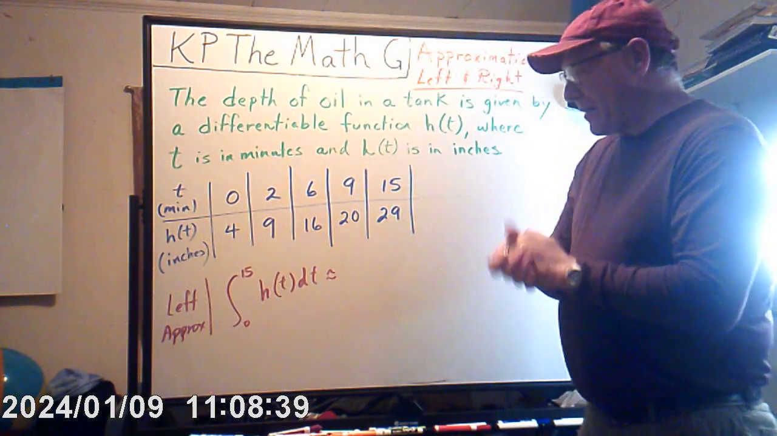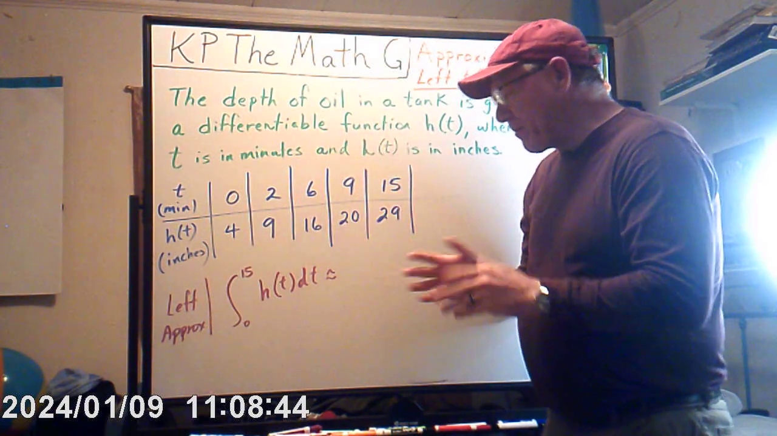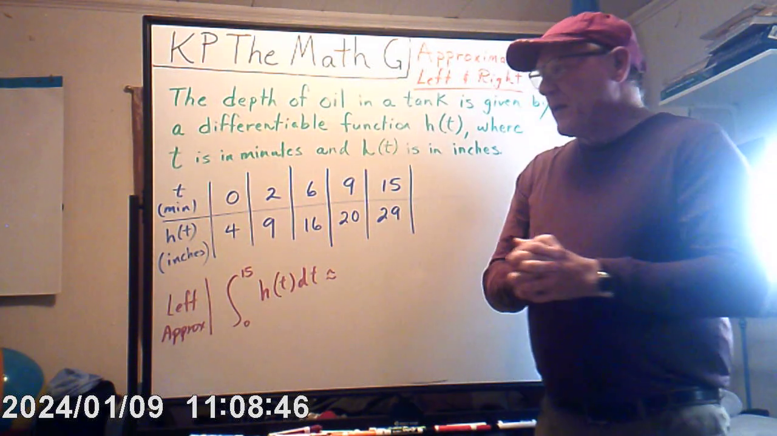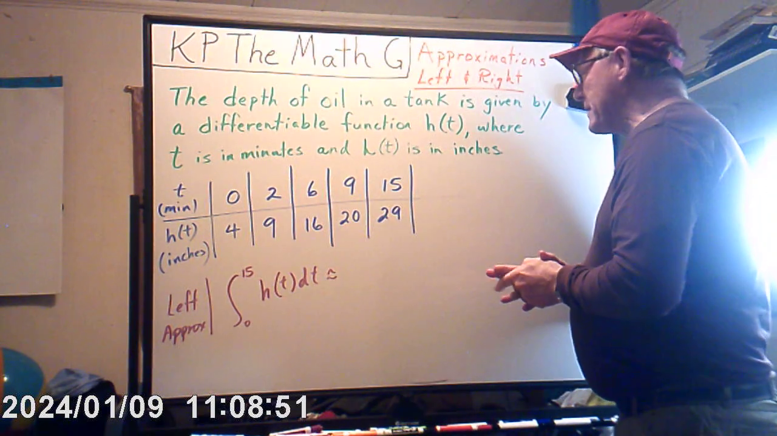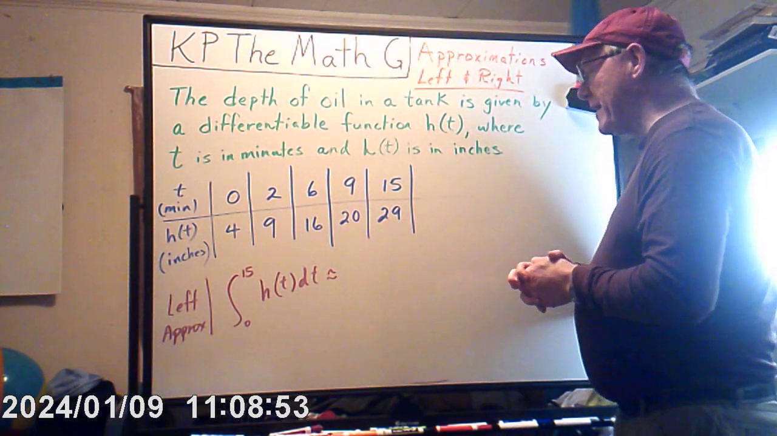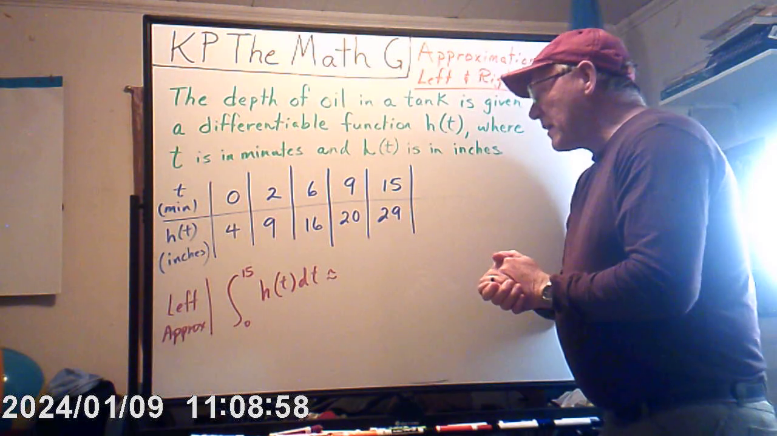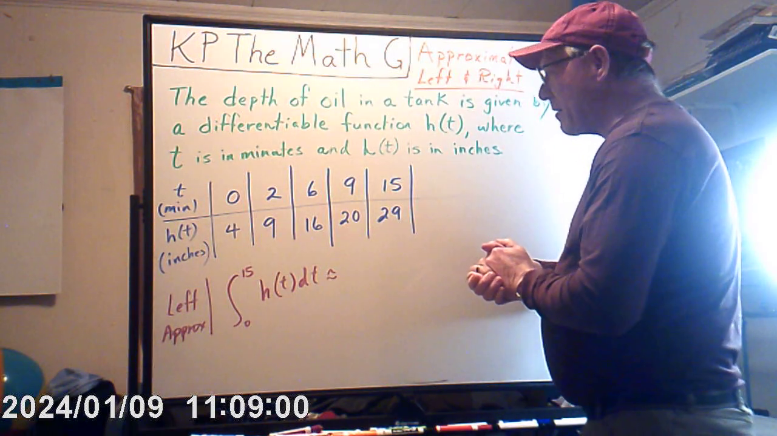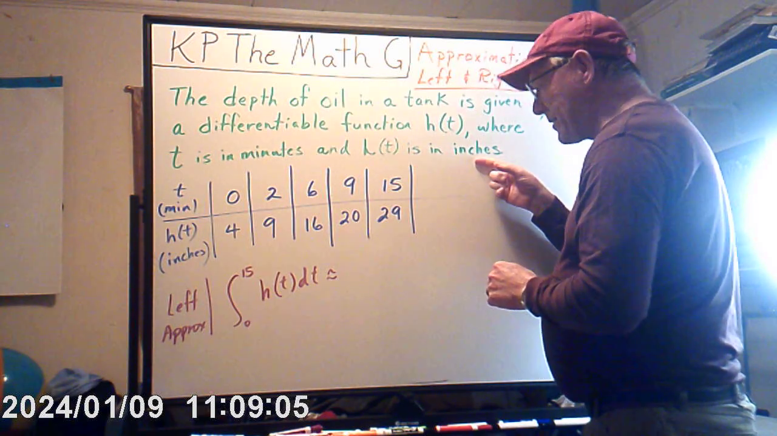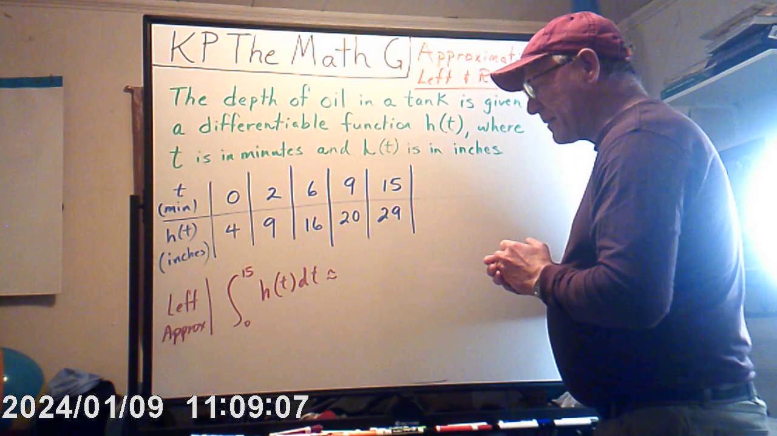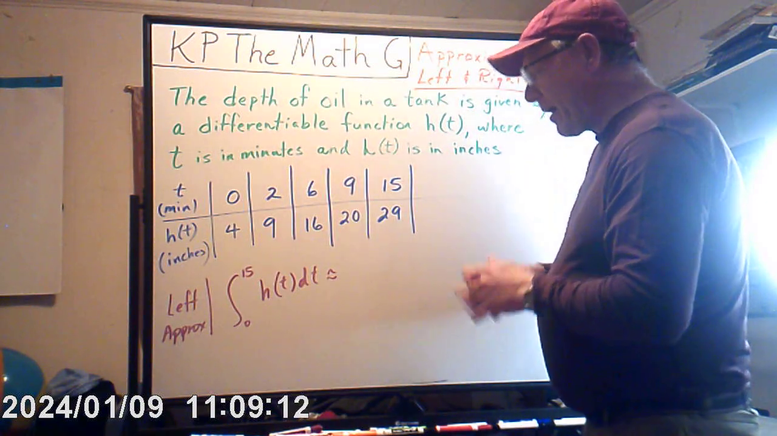Well, when you look at this table here, let's read it first and then we'll see what's going on. It says the depth of oil in a tank is given by a differentiable function h of t, where h stands for height, t is in minutes and h of t is in inches. And so this is the table that we have.